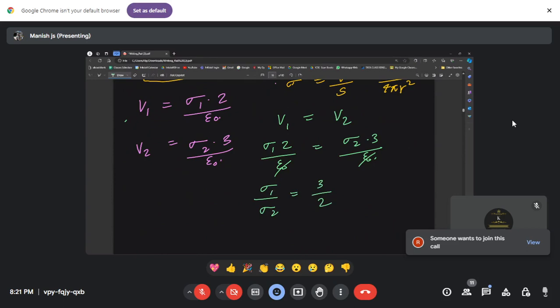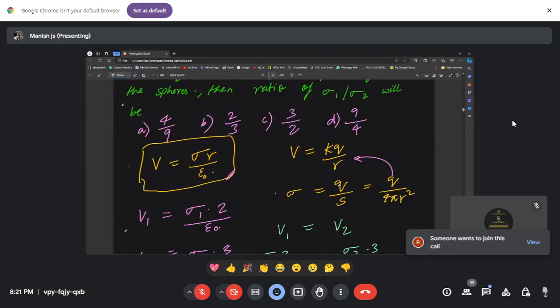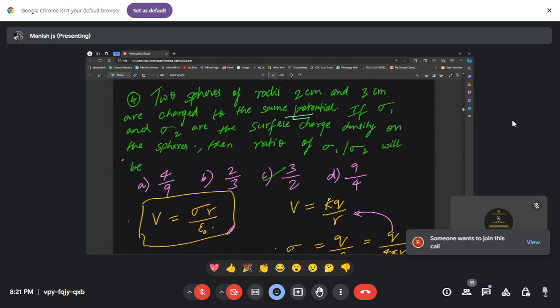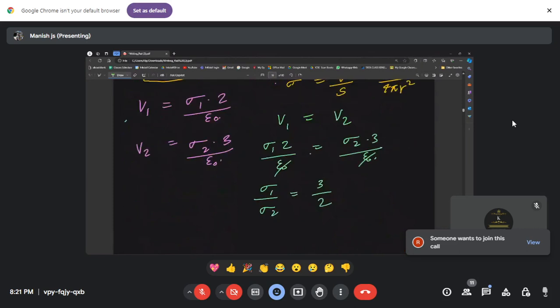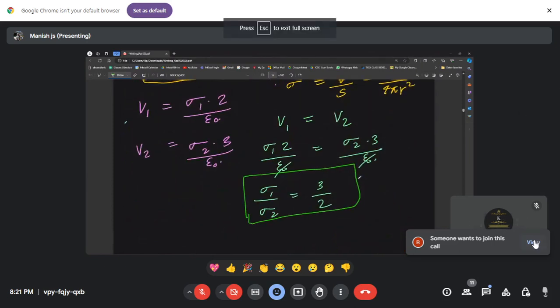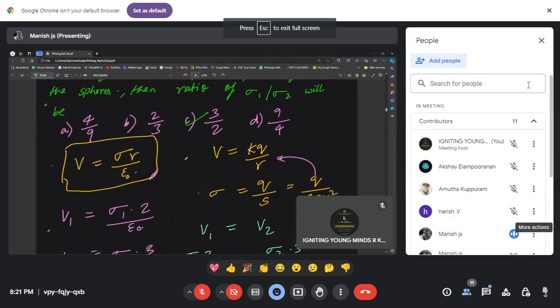Is it clear, children? This is how you find out the ratio of surface charge densities. And what is our answer? The answer is 3 is to 2. So option C is the correct answer. Is that clear, children? This is how you approach this particular question. Okay, the answer is 3 upon 2. This is how we got the relations. Okay, so I've shown you the method of how to approach this question.